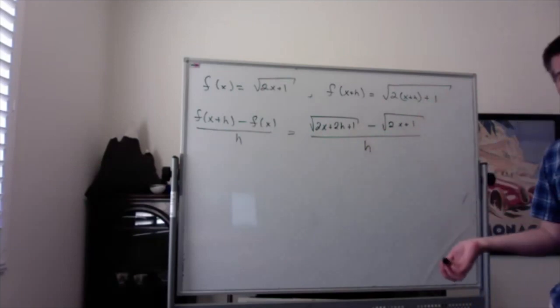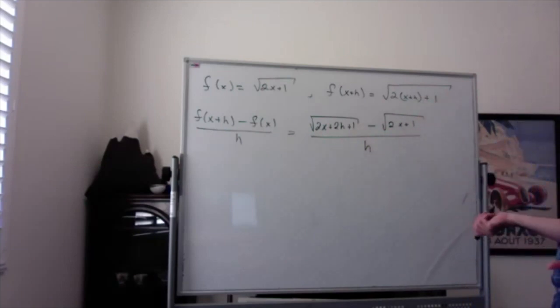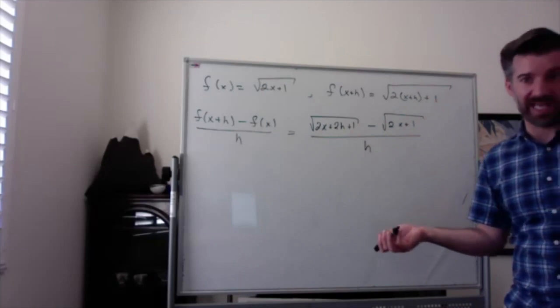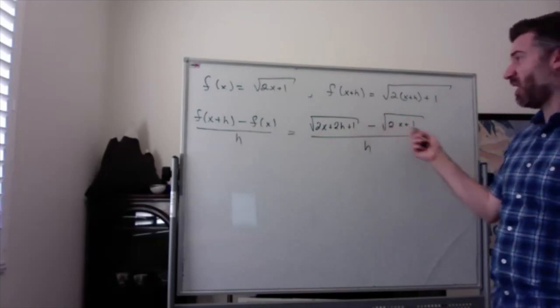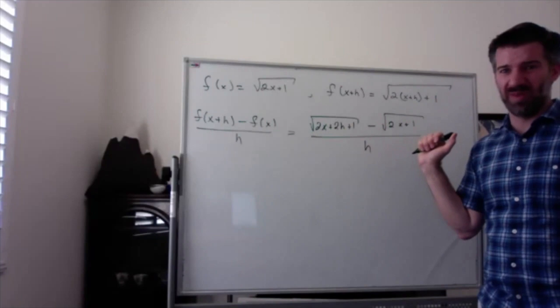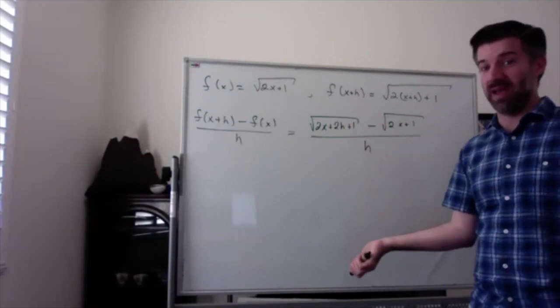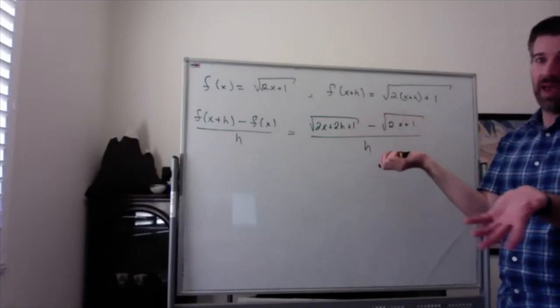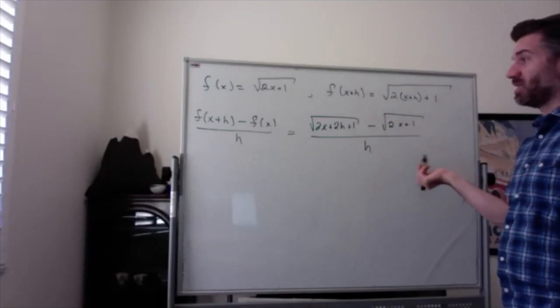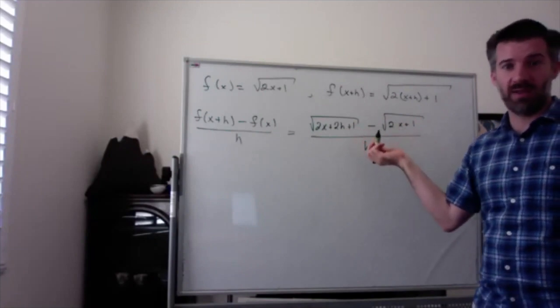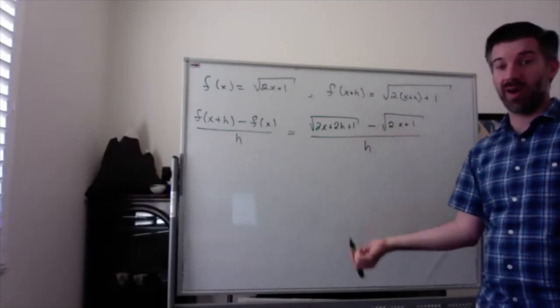And now I'm kind of stuck, because I know I want the things that don't have h's to cancel out, but when you subtract square roots from each other, there's no convenient way of doing that, right? There's no way to put these together as is. The only way to really deal with square roots subtracting one another is to multiply by the conjugate.